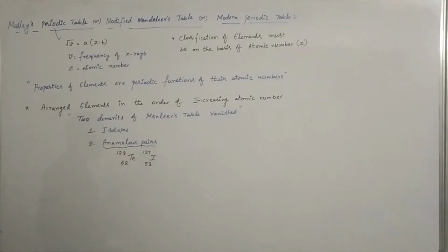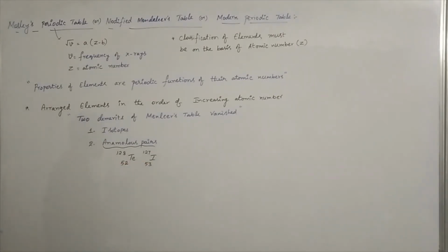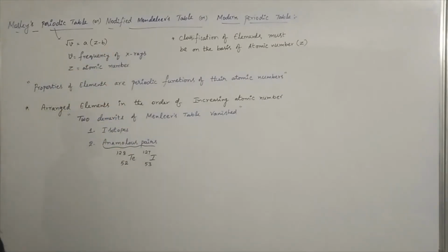Now this is not an anomalous pair, because we have arranged tellurium and iodine according to their atomic numbers only. So there is no need of calling it an anomalous pair. That anomalous pair was explained.